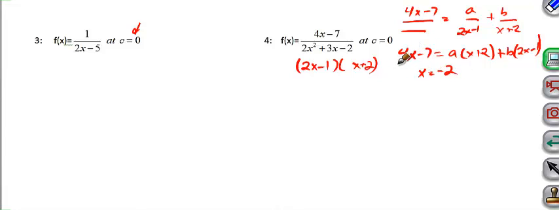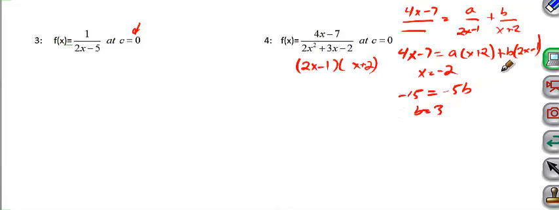Let's see here what we got on the left. We get negative 8 minus 7 is negative 15. Bigger numbers on this one. Equal to, well, the a drops out. And we get b to be negative 4 minus 5, 5b. And then b equals 3.